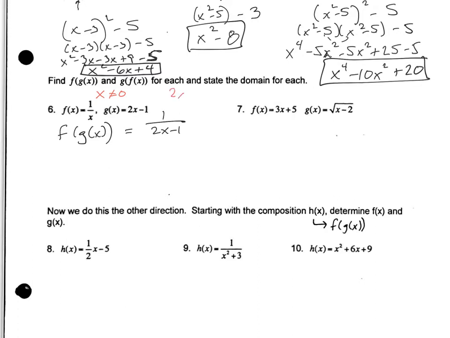But the problem is we have a denominator that we didn't have before, which is going to create a domain restriction. So 2x minus 1 is not allowed to equal 0. So 2x is not allowed to equal 1, and x is not allowed to equal 1/2. So our domain restriction has to include all the restrictions. There's no way to combine these two as they're separate numbers. So the domain then is x cannot equal 0 or 1/2.